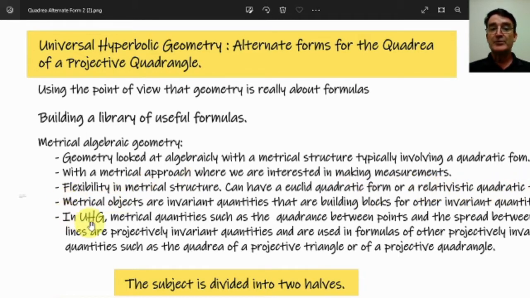In universal hyperbolic geometry, metrical objects are invariant quantities, and they are the building blocks for other invariant quantities. Metrical quantities such as the quadrance between points and the spread between lines are projectively invariant and are used in formulas of other projectively invariant quantities such as the quadria of a projective triangle or the quadria of a projective quadrangle.